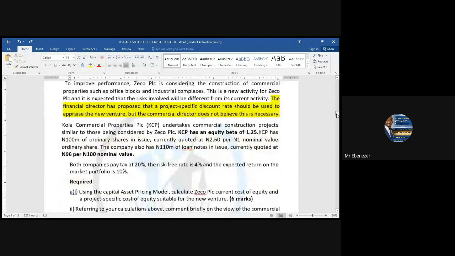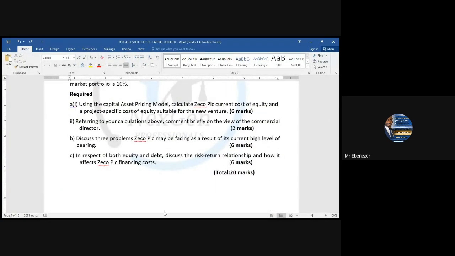Now, the question says, in respect of both equity and debt, discuss the risk-return relationship and how it affects ZECO PLC financing cost. Class, the examiner is saying that explain to us first equity, explain to us debt. Tell us the risk as an equity holder. Who will take higher return between the equity holder and the debt holder?